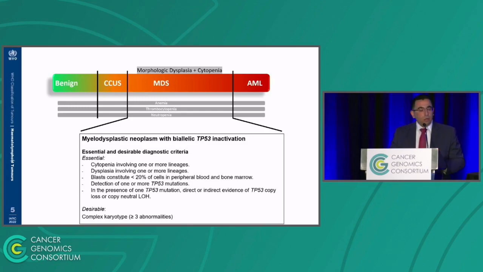So to make this diagnosis, we need cytopenia, dysplasia, and blasts being under 20% in the peripheral blood and bone marrow. We also need to detect one or more P53 mutations to make this diagnosis. Now, in the presence of a single P53 mutation only, direct or indirect evidence of P53 copy number loss or copy neutral LOH would be required to make this diagnosis. It is desirable to have a complex karyotype, but not essential.